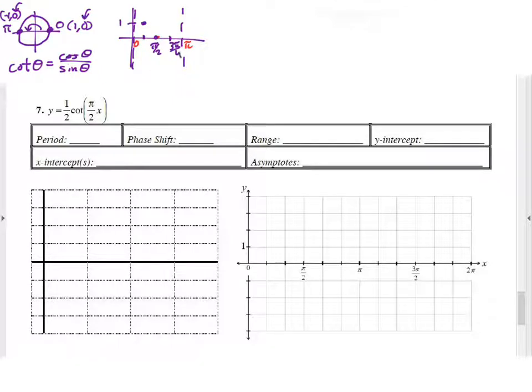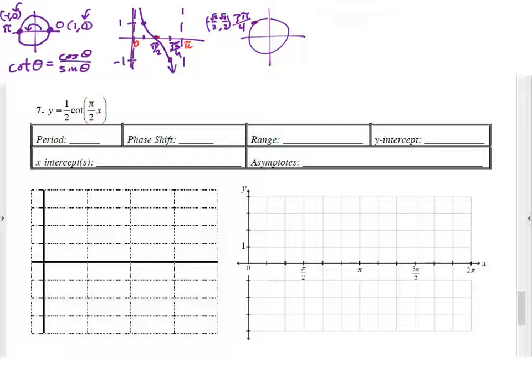If I plug 3 pi over 4 into cotangent, let's draw another unit circle. 3 pi over 4 would be right there. That's 3 pi over 4. If I divide x divided by y, what would you get? Now it's rad 2 over 2, rad 2 over 2. One of these is negative. What do I get if I divide those two together? I get negative 1. So look at that. Oh, wow. So what's the major difference between tangent and cotangent? It flipped.